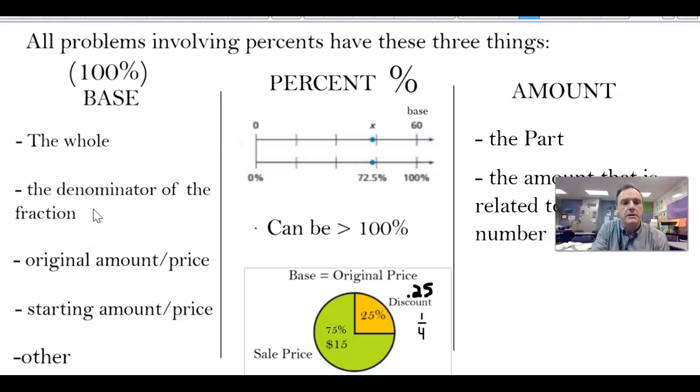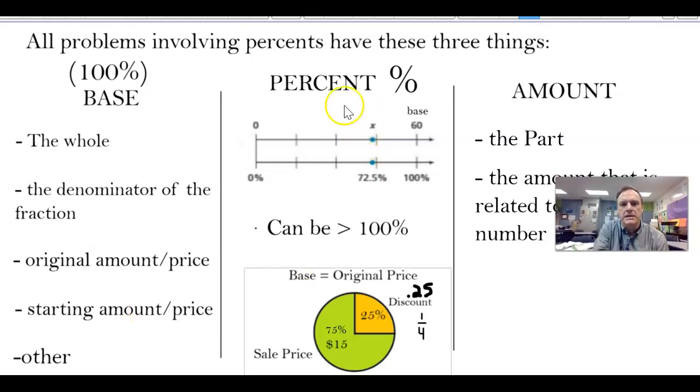It's also, if we're talking about prices that change, for example, if we go to the store and we're looking at a coat that's on sale for 25% off, the original amount of the coat is the base number, the original starting amount. If we're looking at how your grade in a class changed from one grade to another, we can find a percent of that. The starting amount, or the original, is the base number.